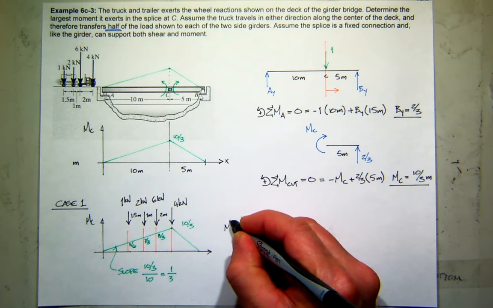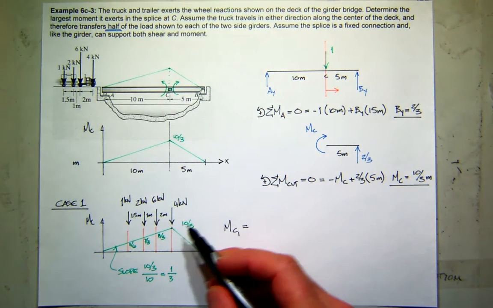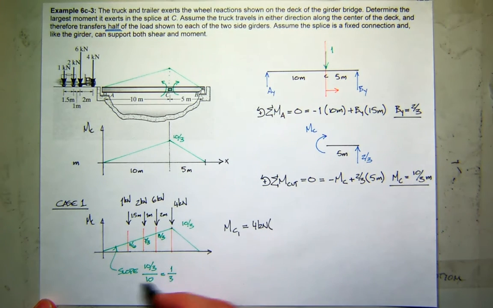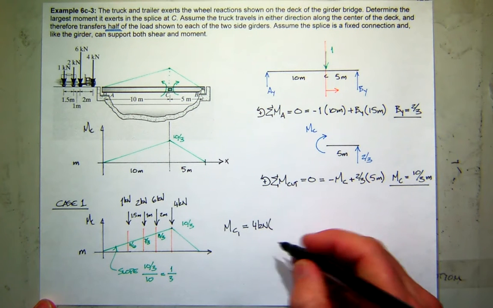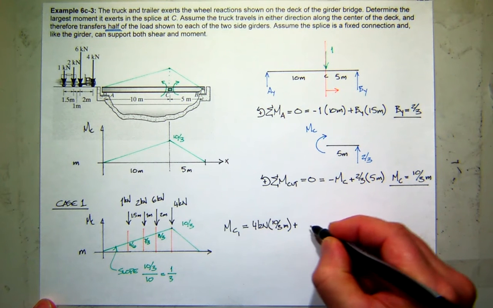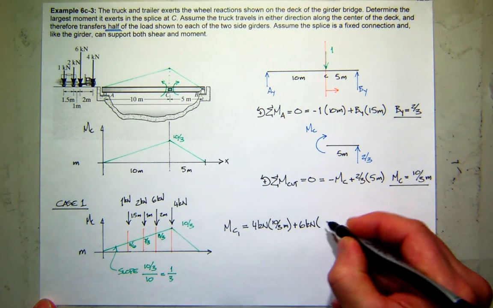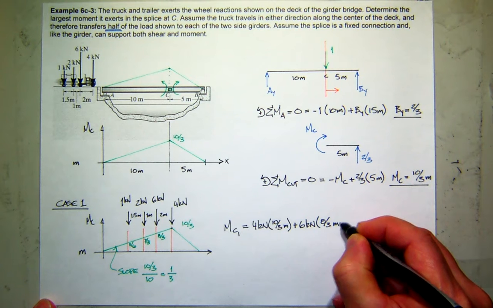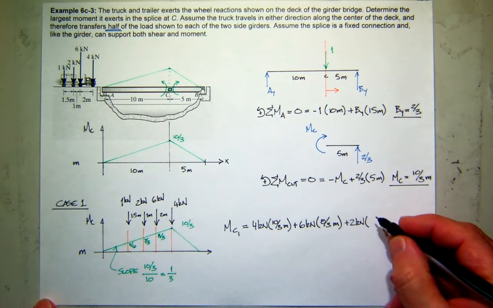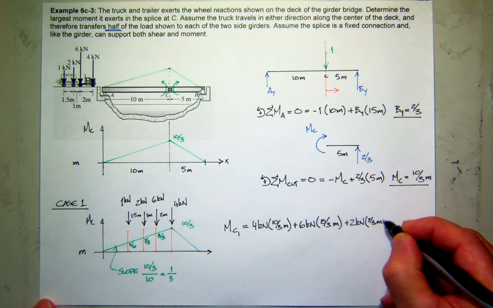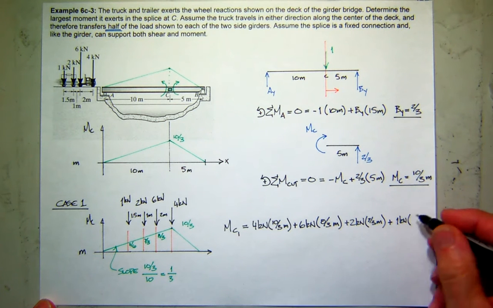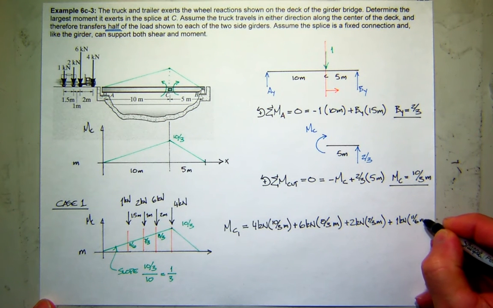So what is the moment at C for this first case? Well, let's just start from the left and move to the right. So I'll have my 4 kilonewton. Remember, all these values are in meters. So the first one would be 10/3 meters plus 6 kilonewtons times 8/3 meters plus 2 kilonewtons times 7/3 meters plus our favorite one, 1 kilonewton times 11/6 meters.